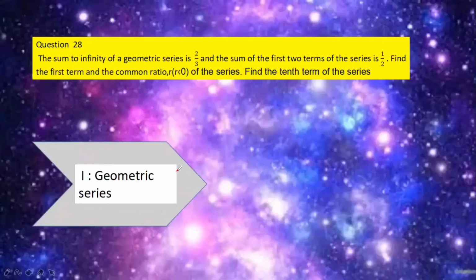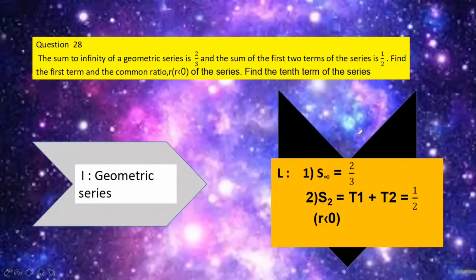Okay, first of all, let us recall our steps. I. Identify the problem. In this case, the question states that it is a geometric series. So, next step is L. List out the information given in the question. First information given is sum to infinity is 2/3. So, I've listed it out. And then next is sum of the first two terms is 1/2. So, list it out. S2 equals T1 plus T2 equals 1/2. And then list out also R must always be less than 0, so that you can never be out of the given topic.